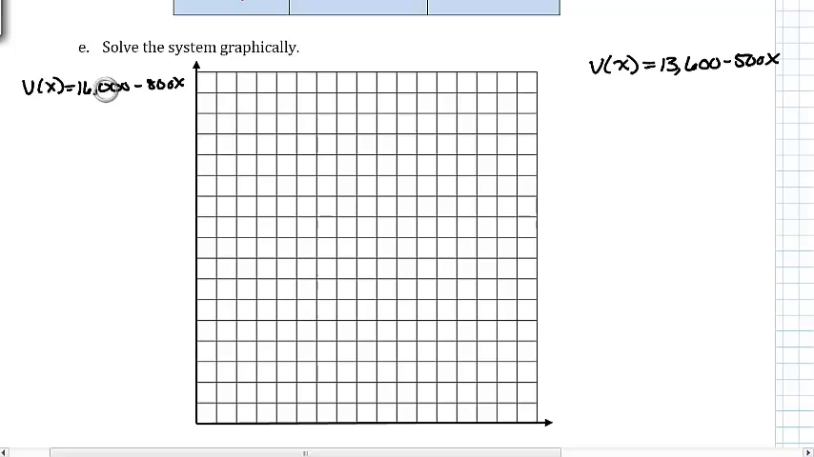So 16,000 is the largest that I need to be on my y-axis, and I actually want both the y-intercepts and the x-intercepts, so this is going to be V of X, or the y, and this is x. And so I want to figure out when this value is going to reach 0. So how long is that going to take? So that would be my x-intercept. So that means that I want this V of X to be 0. So 0 equals 16,000 minus 800x. So I'm going to subtract 16,000 from both sides.